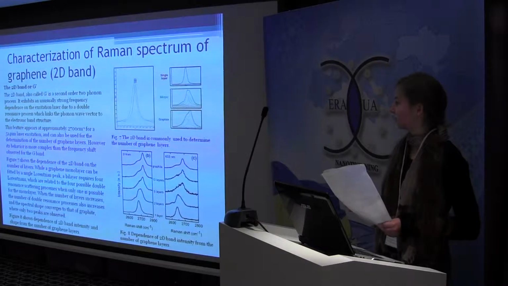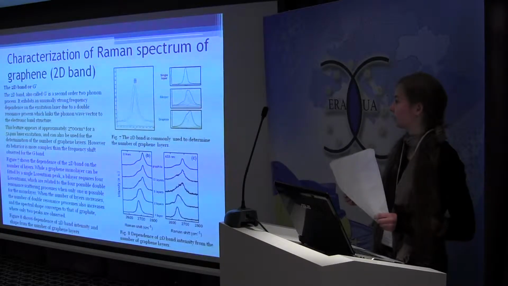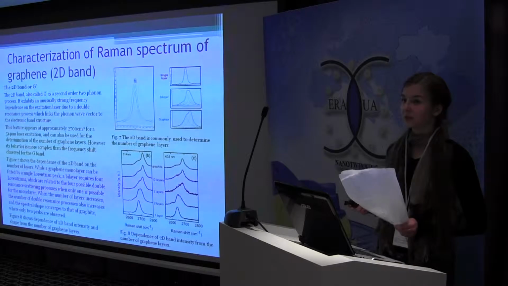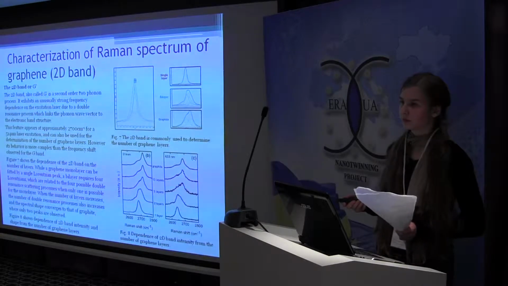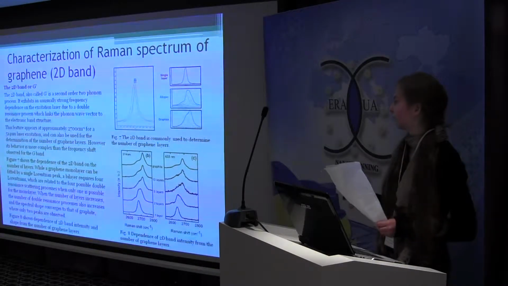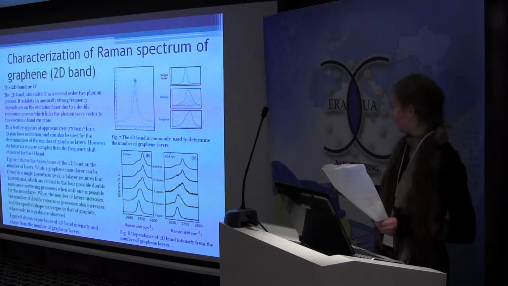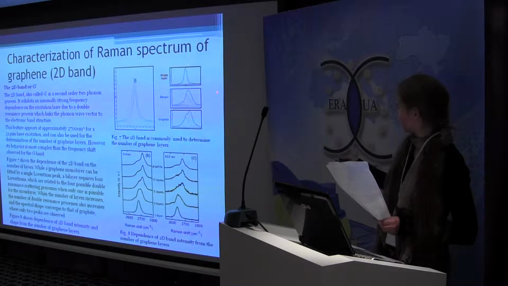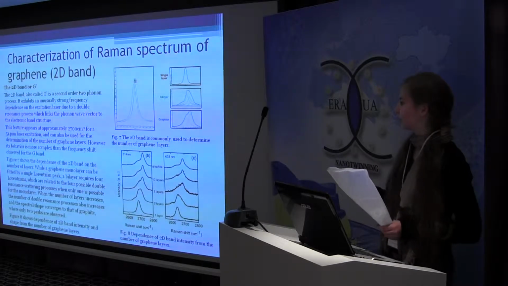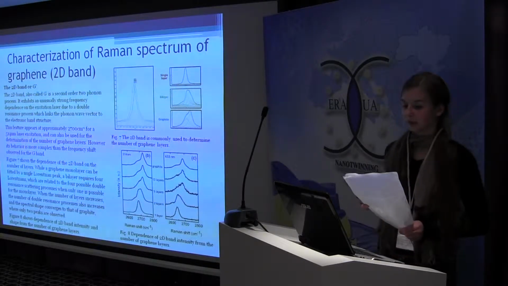However, its behavior is more complex than the frequency shift observed for the G band. That is why it's better to use the 2D band to determine the number of layers. Figure 7 on the right shows the dependence of the 2D band on the number of layers.